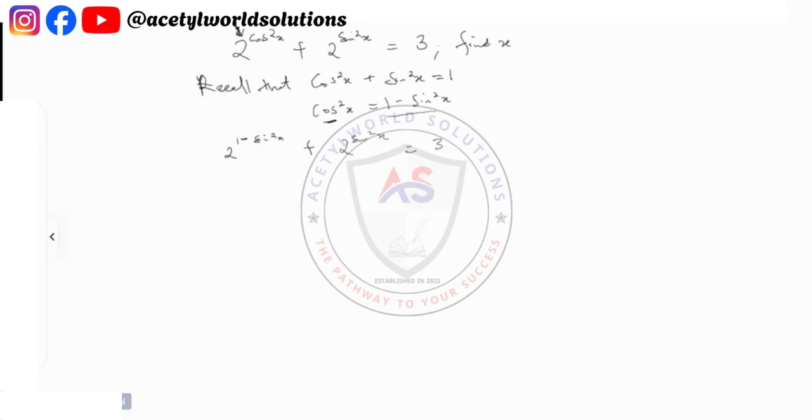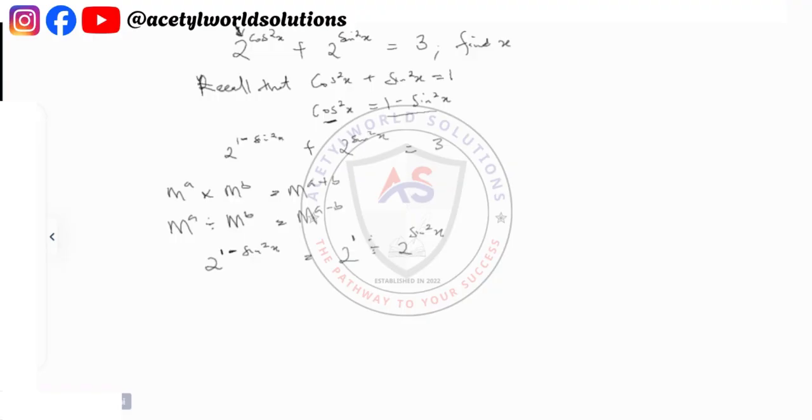Now, you agree with me that from the law of indices, m raised to power a times m raised to power b equals m raised to a plus b. And at the same time, m raised to power a divided by m raised to power b equals m raised to a minus b. So this means that 2 raised to power 1 minus sin square x can be rewritten as 2 raised to power 1 divided by 2 raised to power sin square x. Because when you convert this back, you get this, because division comes with a minus sign, while multiplication comes with a plus sign.